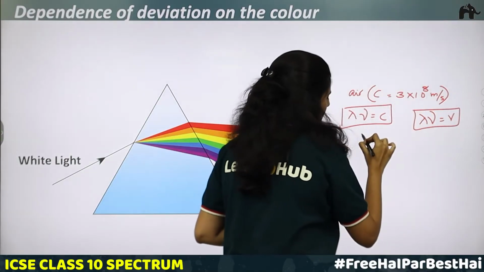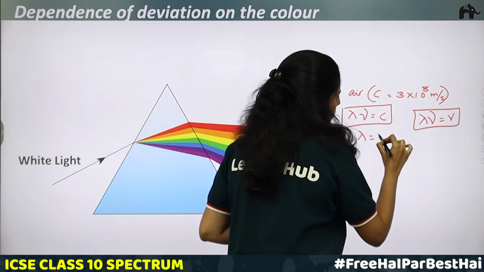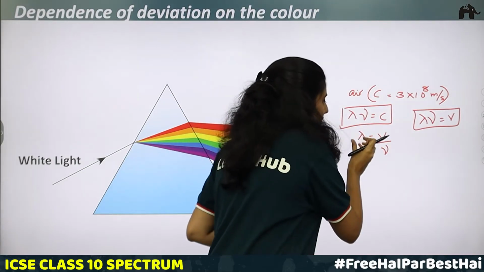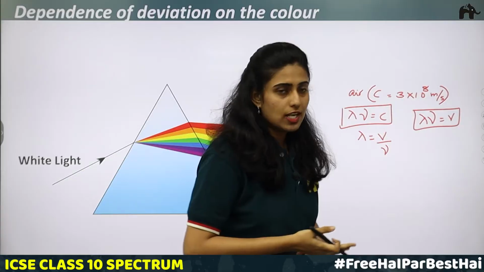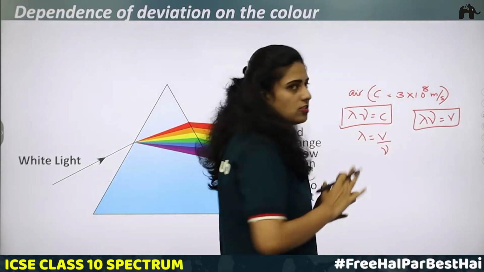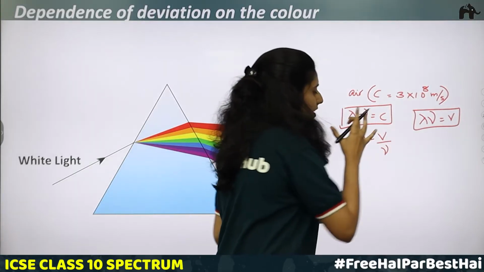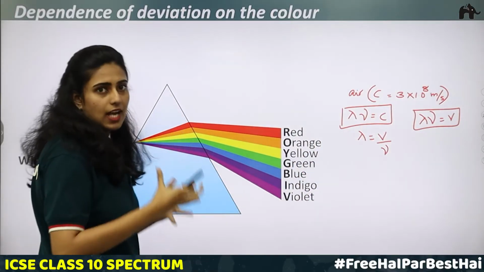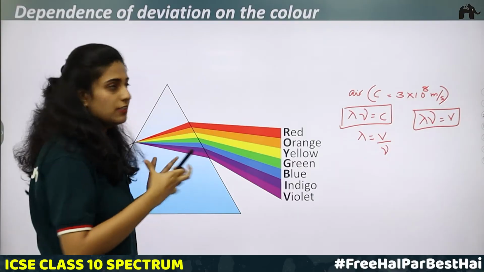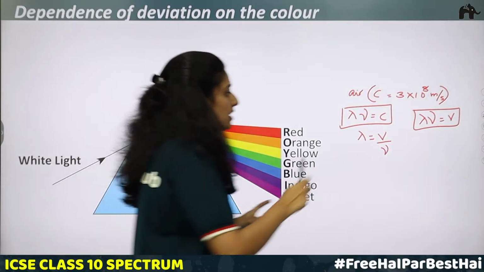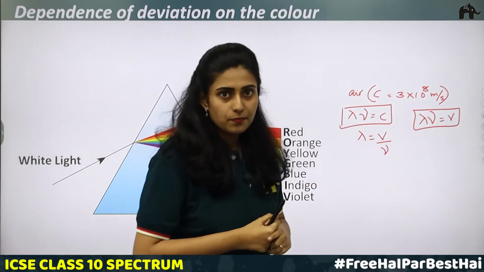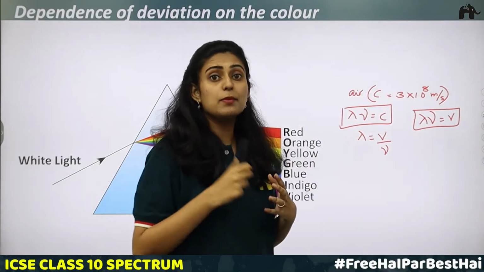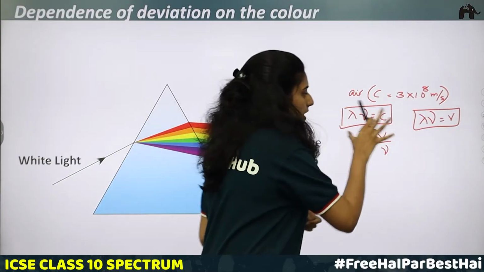So this is the relation. From this we have lambda is equal to v by nu, which means the wavelength and velocity are directly proportional. When velocity increases, wavelength also increases. When velocity decreases, wavelength decreases. So when light travels from air to glass, a different medium of a different refractive index, what happens? The speed of light will also change. Yes, the speed of light for different colors will be different, because here the medium is glass and not air.